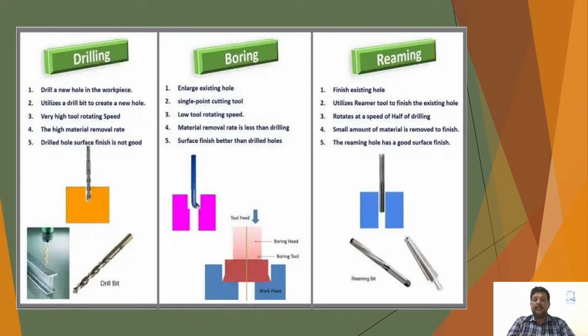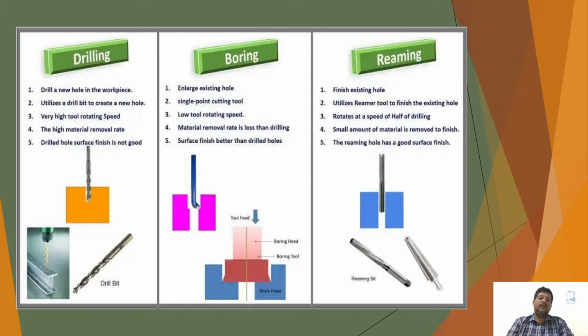Boring is nothing but it enlarges the existing hole. Not only that, boring is also used sometimes when, by mistake, the holes may be slightly shifted. At that time we will use boring. It is a single point cutting tool. It has a low rotating speed. Spindle speed will be very low, RPM will be very low, and the material removal rate will be very less.